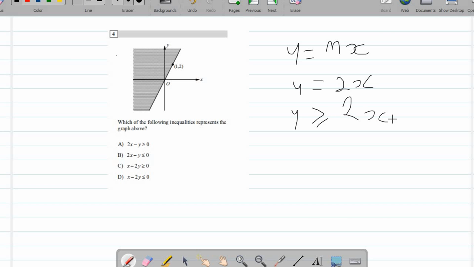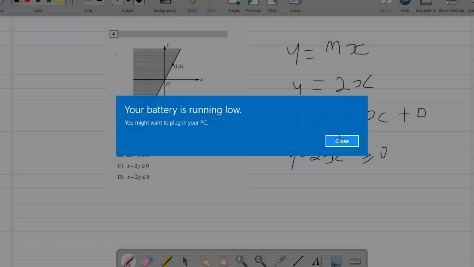So now if the intercept is 0, we can just add +0, but you know the intercept is 0. So rearrange it to be having y minus 2x is greater than or equal to 0. That's it. So let's look for that. 2x minus y is greater than or equal to 0. It's not the same thing.